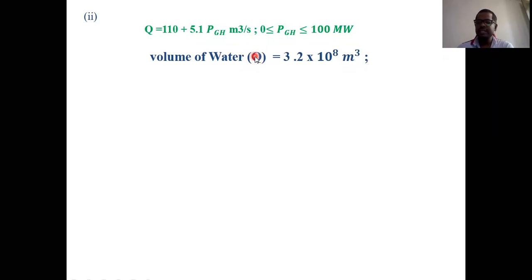But when you are considering the units, this is present in terms of meter cube per second, but this is in terms of meter cube. So how to use these two given data? We must use this given data. For example, first, let me take this Q value.